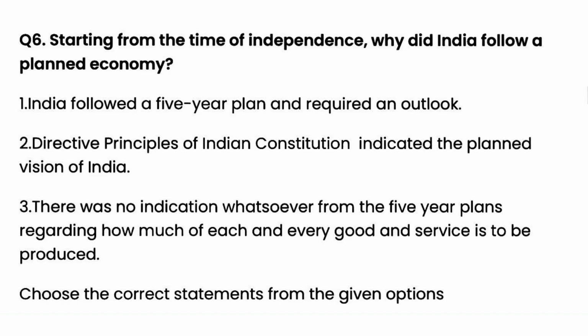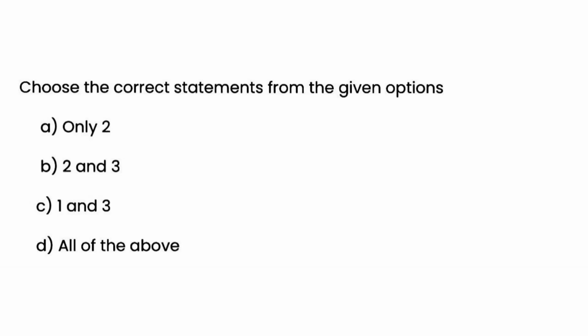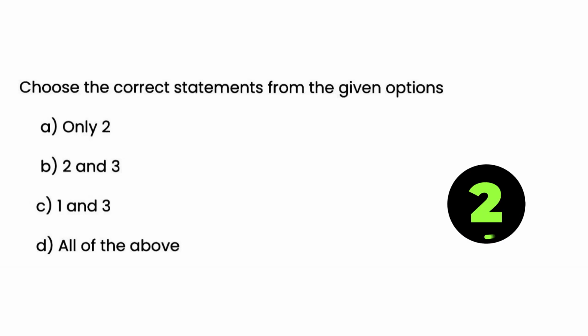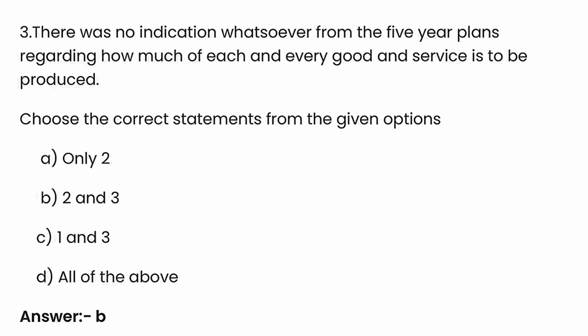Starting from the time of independence, why did India follow a planned economy? First, India followed a 5-year plan and required an outlook. Second, directive principle of the Indian Constitution indicated the planned vision of India. Third, there was no indication whatsoever from the 5-year plans regarding how much of each and every good and service is to be produced. Choose the correct statement from the given options. First, only 2. Second option, 2 and 3. Third option, 1 and 3. And the last option, all of the above. So the right answer is option B, means option 2 and 3.